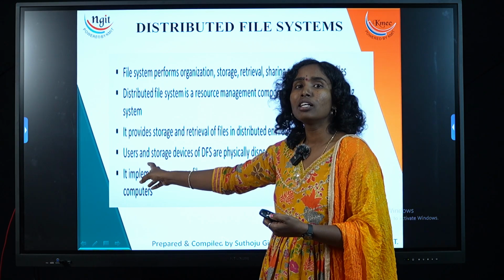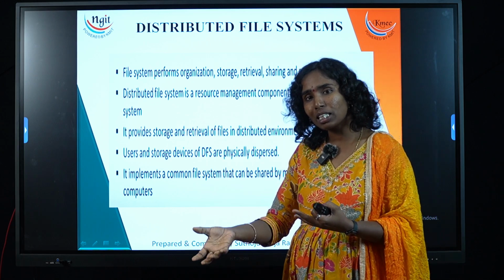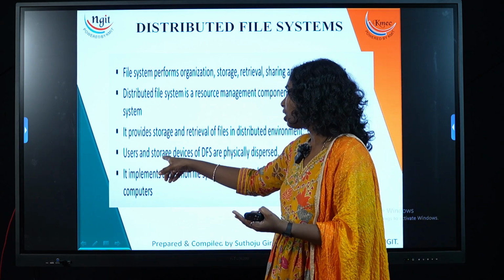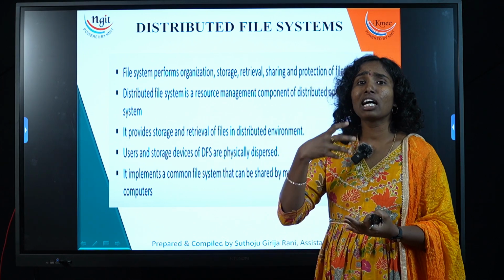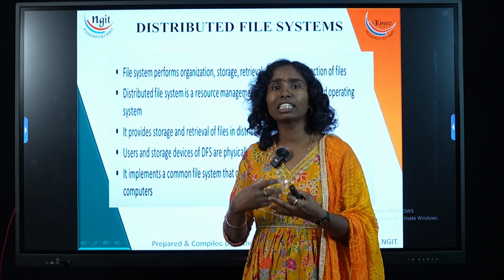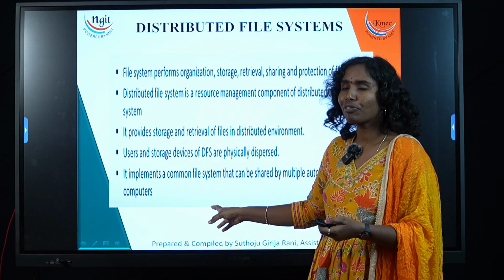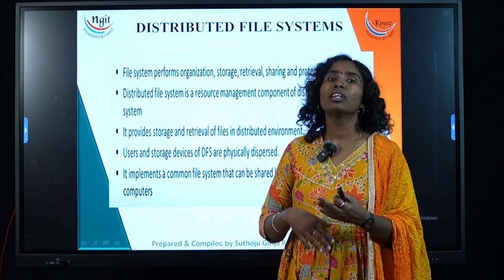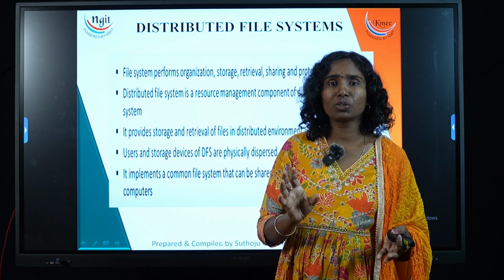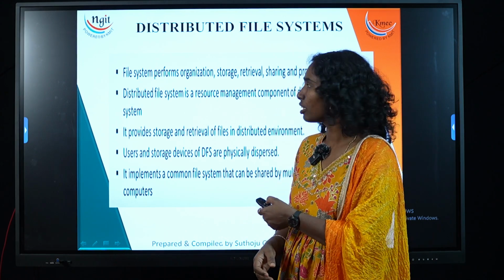Next, the users who create a particular file or utilize it are called the users of that file. Then storage devices, where we store the data, are physically dispersed throughout the network, right? Next is the common file system, which we maintain for multiple systems. All the systems have access to all the files in the network because these are autonomously shared, right?